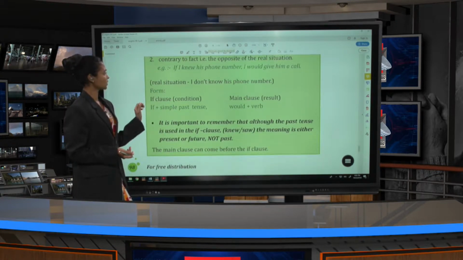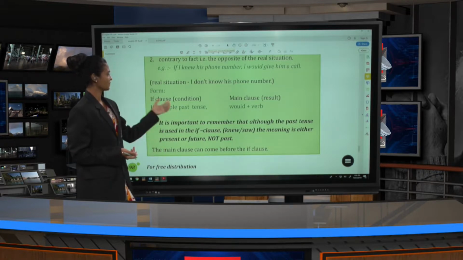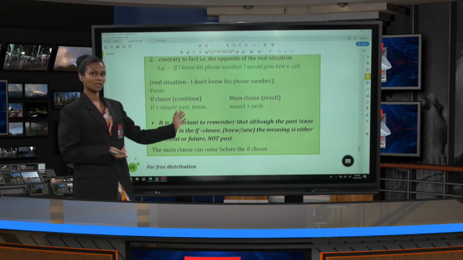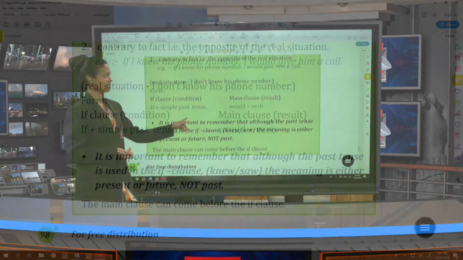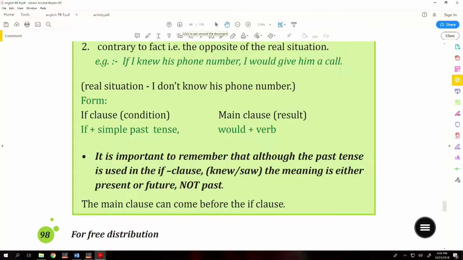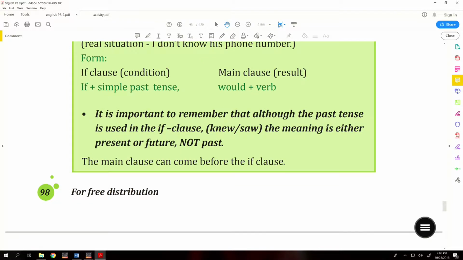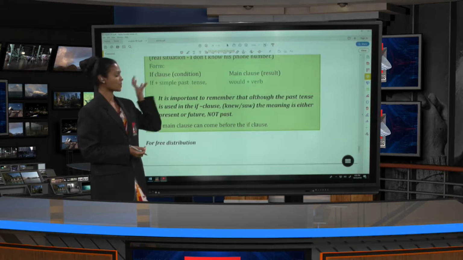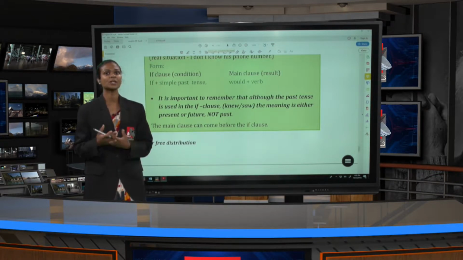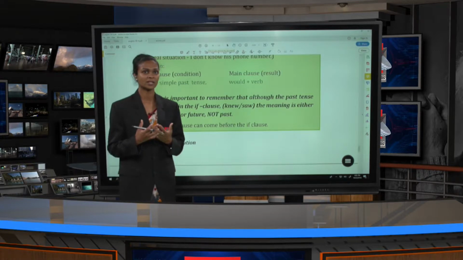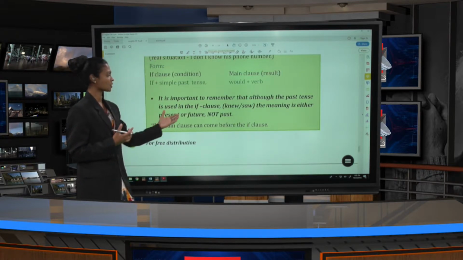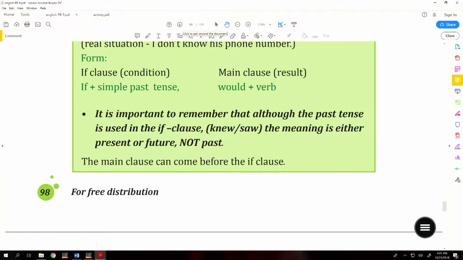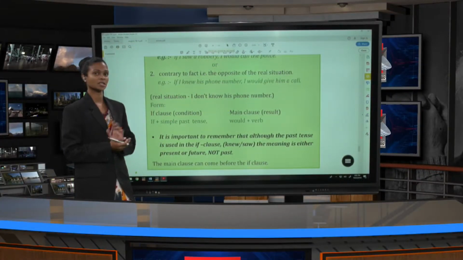Here, what you have to do is, if clause should be if plus simple past tense and the main clause should be would plus verb. And here, it is important to remember that the if clause appears in simple past tense, but actually the meaning of it is we can take either present or future. Right? මම දන්නවා නම් මම ඒක කරනවා. Like that.